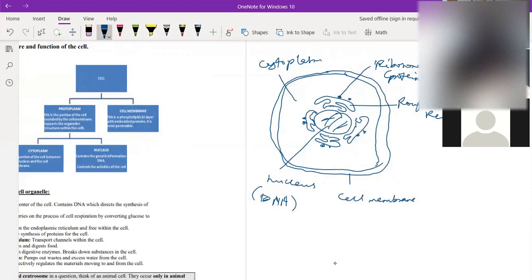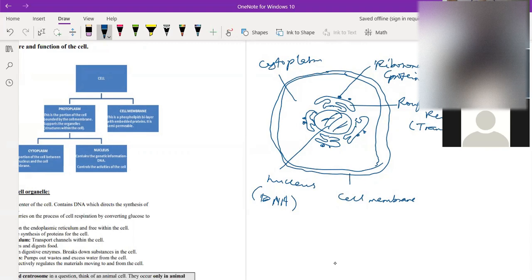Okay. So what is the function of the rough ER? We call it RER, rough ER. What's the function? Anybody? Transport the protein. Yeah, transport proteins. So keyword, transports proteins. Okay, that's a function. So protein is produced by the ribosomes, and from the ribosomes, the protein will go into the endoplasmic reticulum that transports the protein within the cell. Okay. So that's the rough one.